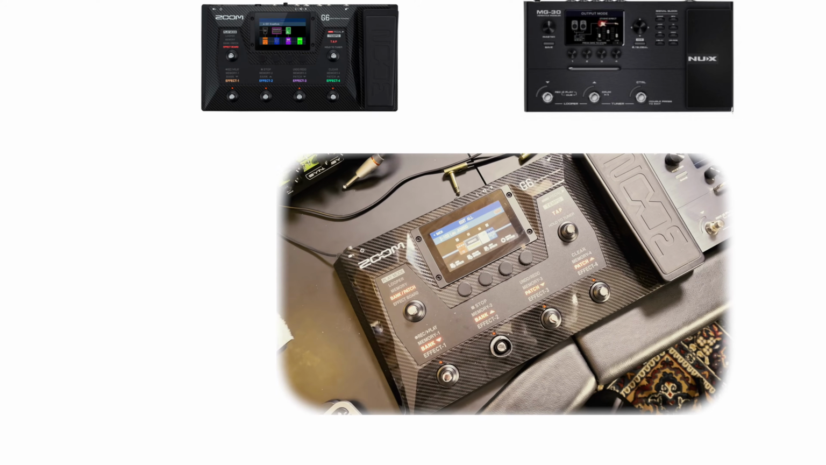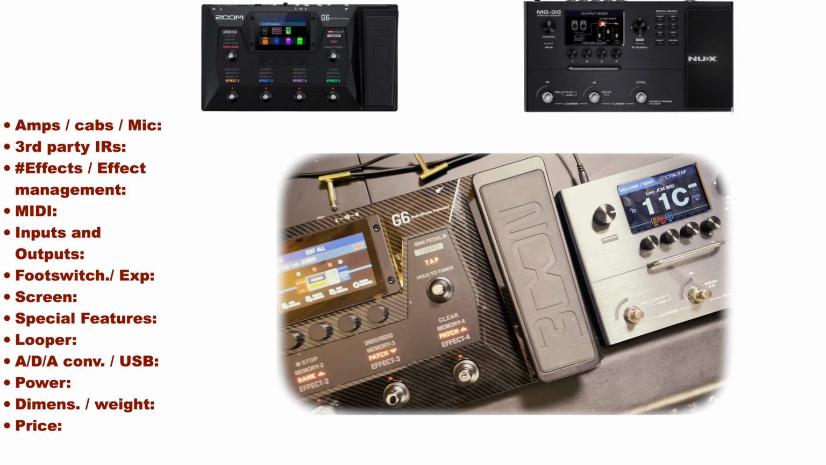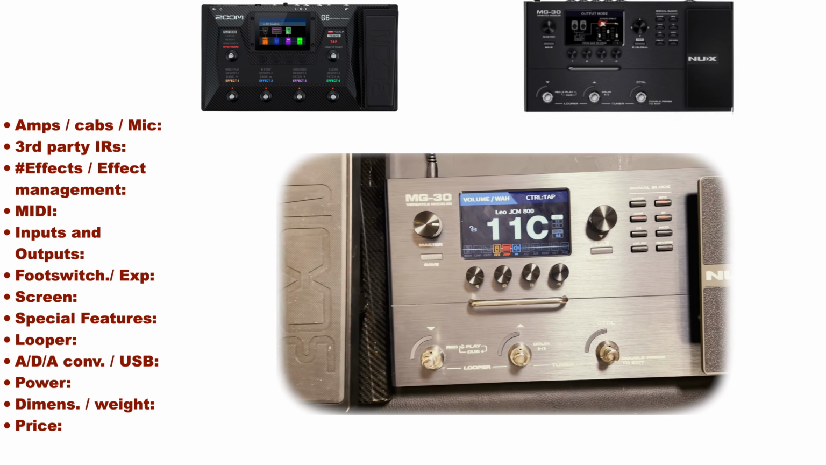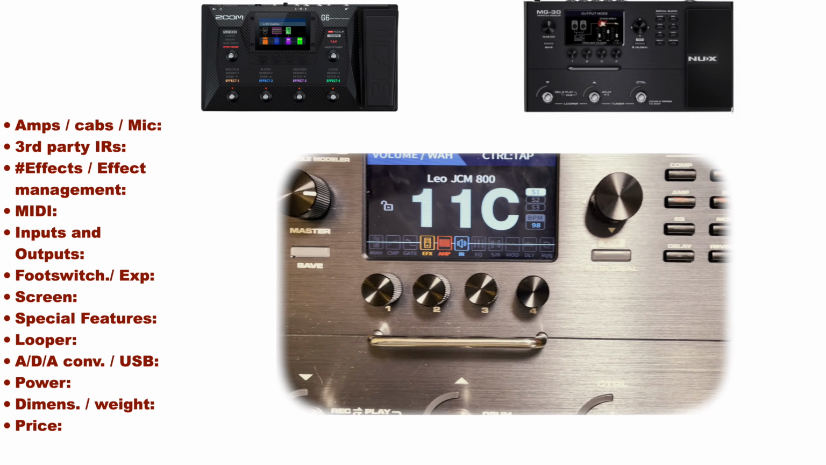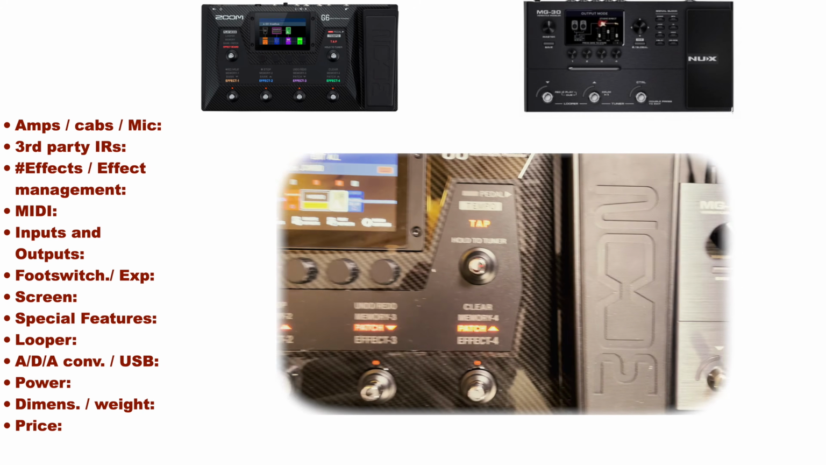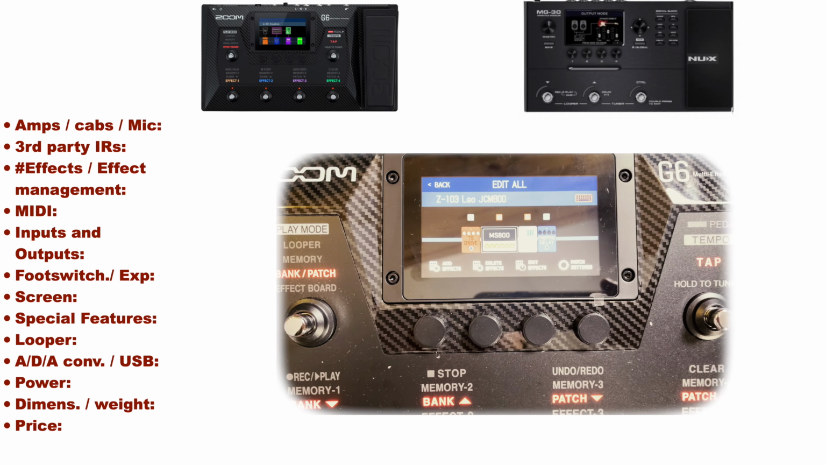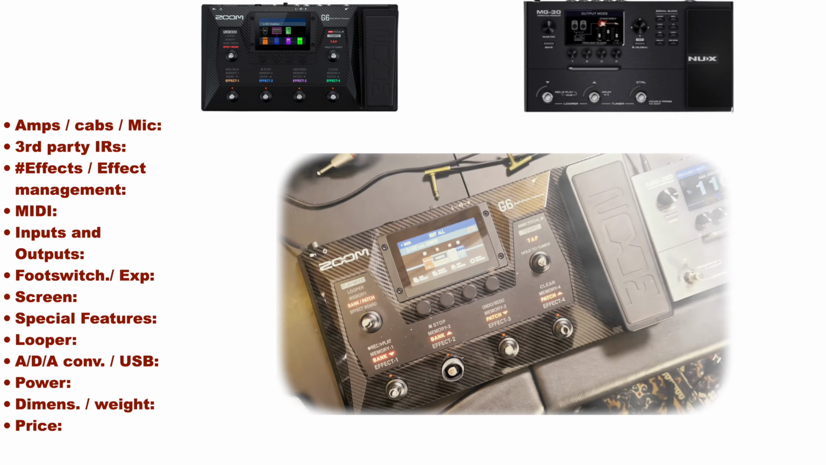We will now compare the two units among the following parameters: number of amps, cabs and mics built-in, third-party IRs, number of effects and effect chain management in general, MIDI availability, input and outputs type and ports, foot switches and expression pedal, screen size and type, special features, looper and drum machine capabilities, ADA conversion and USB channels available, current, power, dimensions, weight and price.